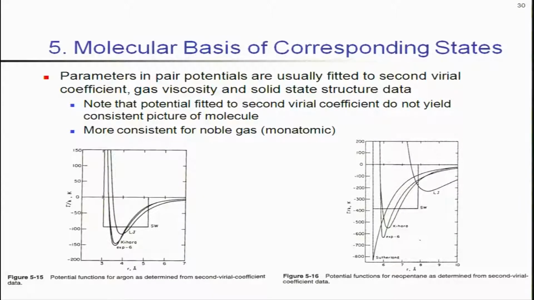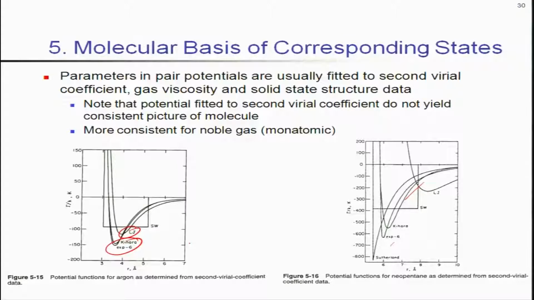Another case is neopentane. For argon, it may look pretty much okay, because different potential models have been fitted, and there are large variations in the way the potential models look, but Kihara, exponential 6, and LJ seem to be the good ones, which are close by. On the other hand, if you look at neopentane, there are large variations, and all of these yield a similar second virial coefficient. So if you have parameters based on the second virial coefficient, it may not yield all of the properties correctly.